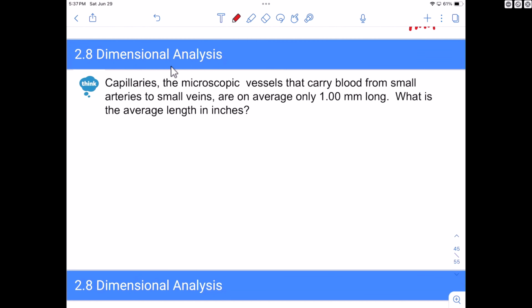I'll give you a minute or two to look this over and think about how you would go through and solve for this. You have a little bit more of a complex problem here. Again, think about what is given and what is unknown. The only numerical value we're given is 1.00 millimeters, and it wants to know the length in inches. You are going to need multiple conversion factors in order to solve for this, okay?